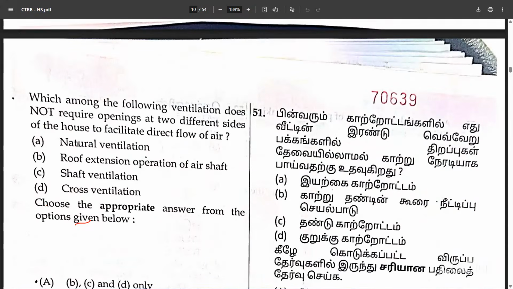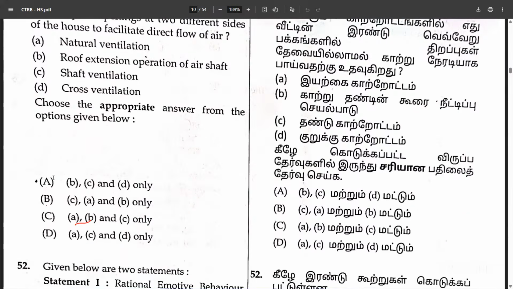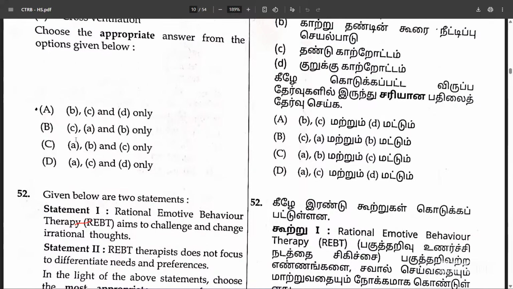The 51st question is: which among the following ventilation does not require opening at two different sides of the house to facilitate direct flow of air? Okay, this is from interior design. So the options are A, natural ventilation, B, roof extension or operation of air shelf ventilation, and cross ventilation. So here we'll simply eliminate natural ventilation because it is asking for what does not require. Okay, natural ventilation will be eliminated and we'll get B, C, D as our correct answer. That is, A will be the correct answer.